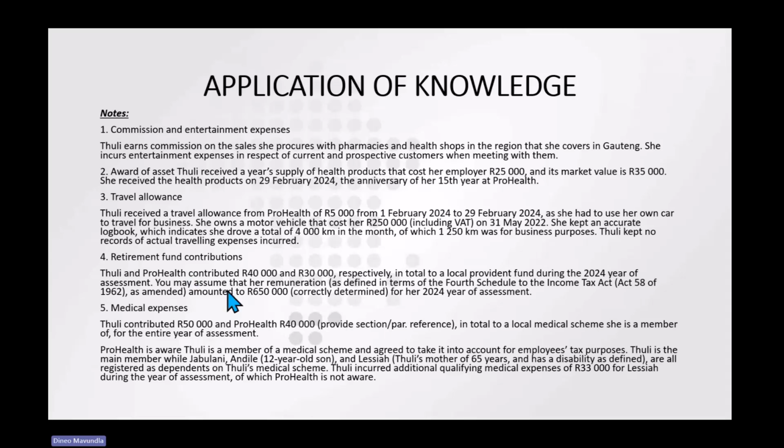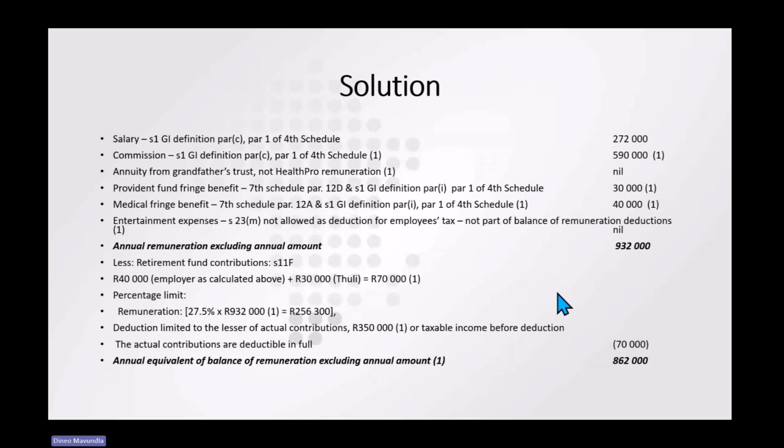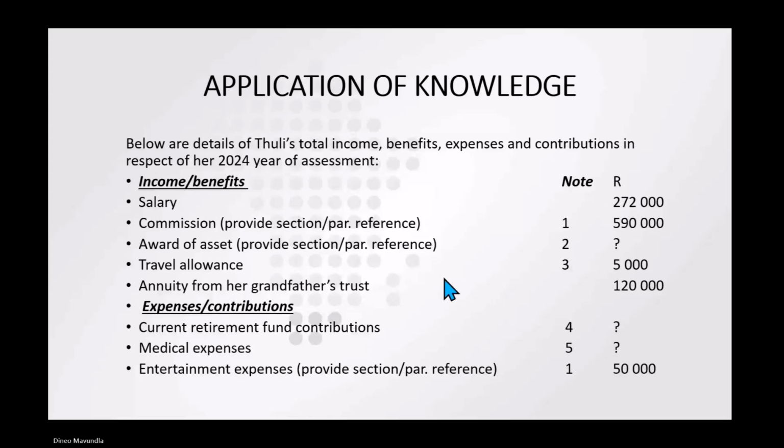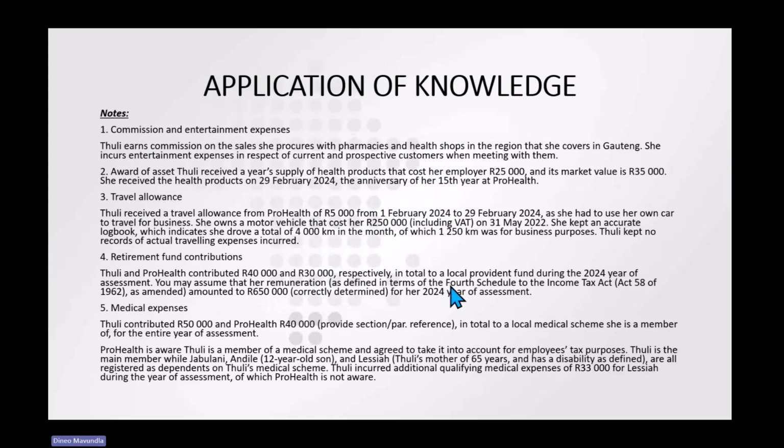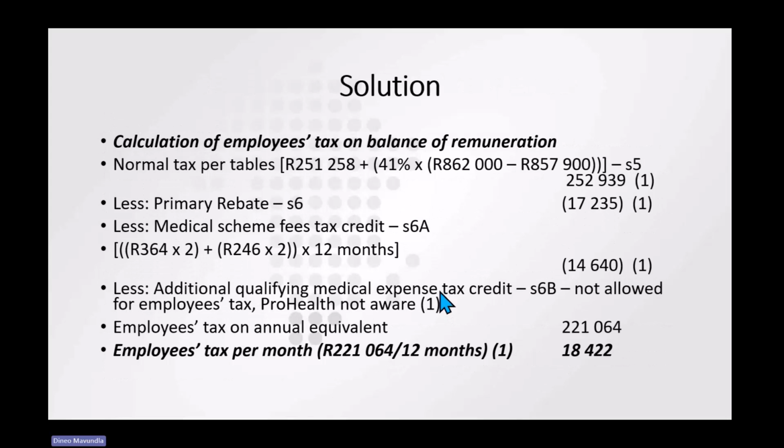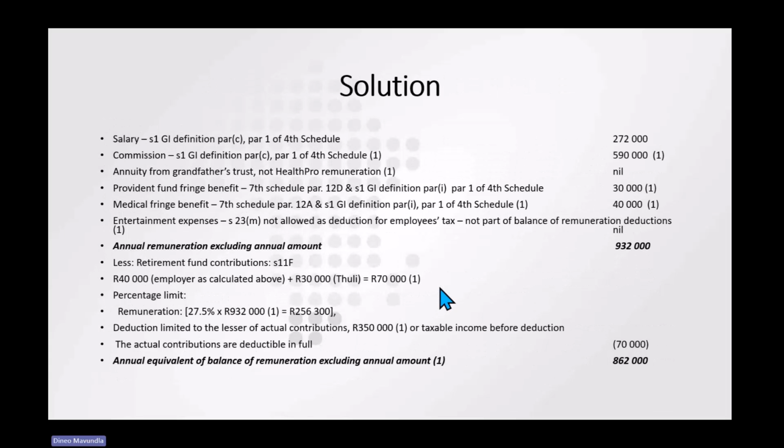They tell us that you may assume her remuneration is 650,000 rand for the 2024 year of assessment. Then we also went and calculated our own one, and we used the 932,000 rand, and they gave us a mark for that one and not for the 650. I wonder why they did it like that. If it was me in the question, I would have used both the 932 as well as the 650.